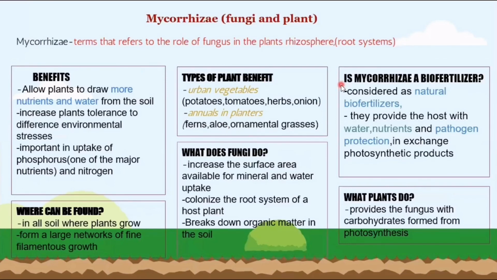Mycorrhizae are also considered a natural biofertilizer as they provide the host with water, nutrients, and pathogen protection. What does the fungi do? It increases the surface area available for mineral and water uptake, colonizes the root system of a host plant, and also breaks down organic matter. And what do plants do? Plants will provide the fungus with carbohydrates formed from photosynthesis.